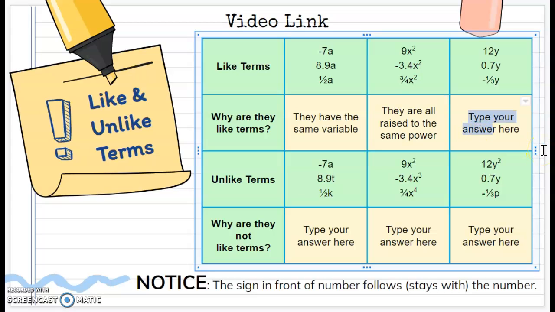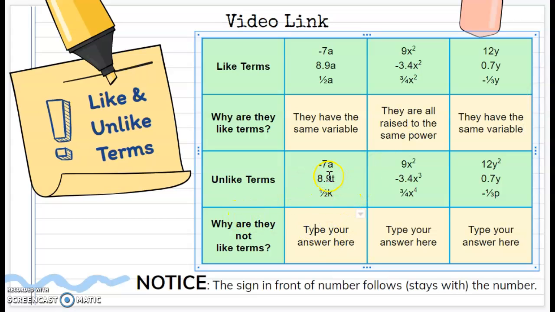This one, I'm going to click over here, type my answer here. I'm going to delete that first. Again, kind of like over here, these all had A's, even though they had different coefficients. These have different coefficients. They all have Y's. So they have the same variable. That's what you're going to type in here.